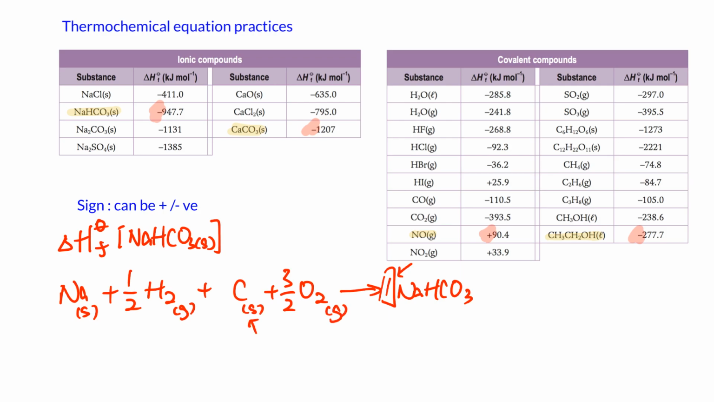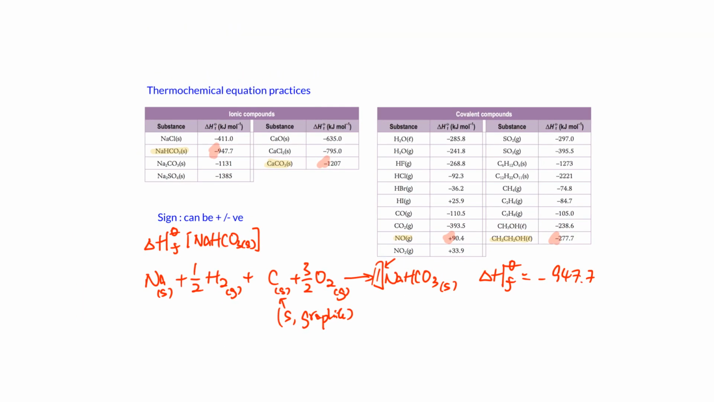You may ask, do I need to write solid and then comma graphite? If you can, it will be fine, but if you just write solid, I don't think the examiners will deduct marks. Do remember at the end, you have to write down the enthalpy change of formation. It will be negative 947.7. The unit is kilojoule per mole.